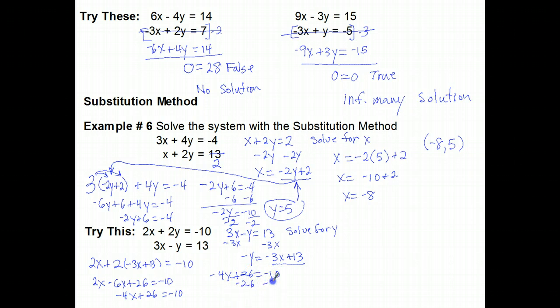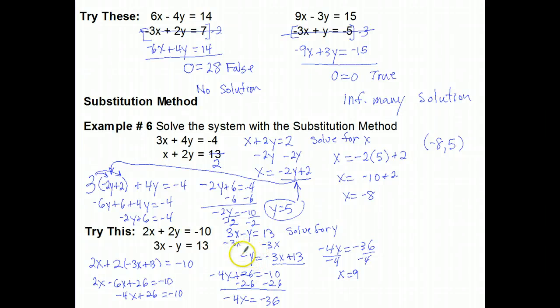Subtract 26 from both sides. Negative 4x is equal to negative 36. Okay. And let's move that up here. Negative 4x is equal to negative 36. Divide by negative 4. x is equal to positive 9. Plug that in to wherever we solved for y.